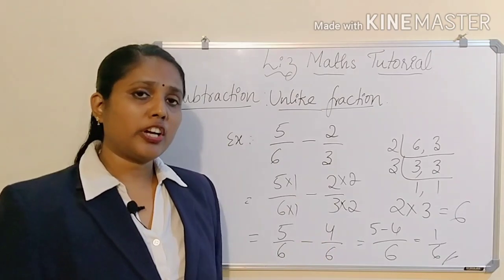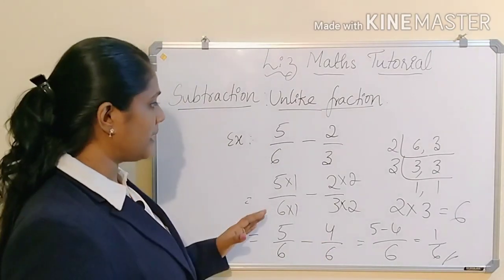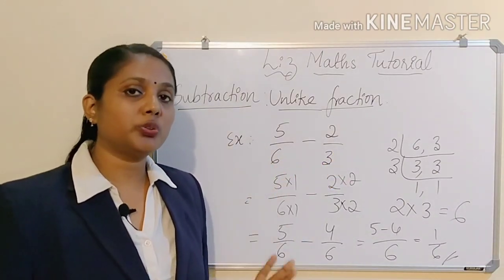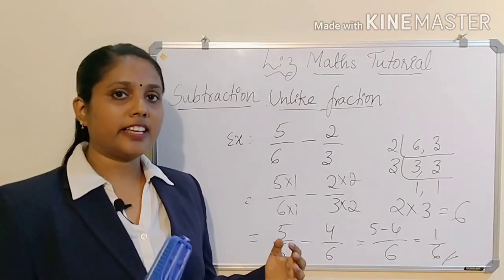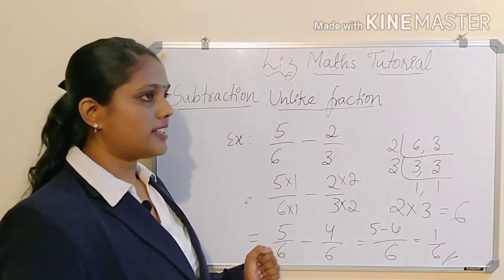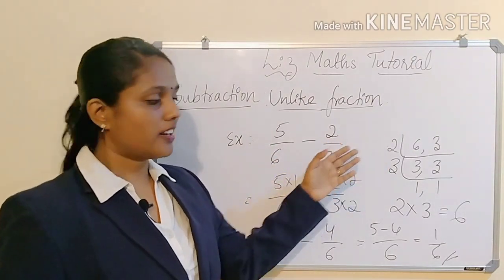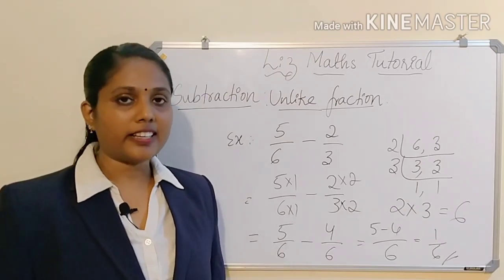Now while you are doing some problems, sometimes you will arrive at this situation. Students may not know what to do at that stage. They forget to take the LCM and they forget to subtract it. Some students will do 5 minus 2, what is the answer? And 6 minus 3, what is the answer? So it is entirely wrong.